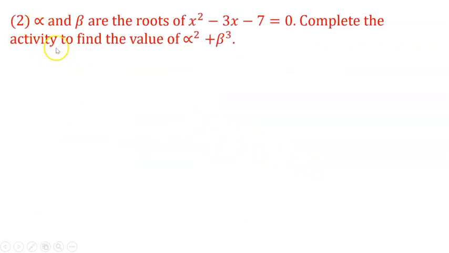Question number 2. Alpha and beta are the roots of x square minus 3x minus 7 is equal to 0. Complete the activity to find alpha cube.